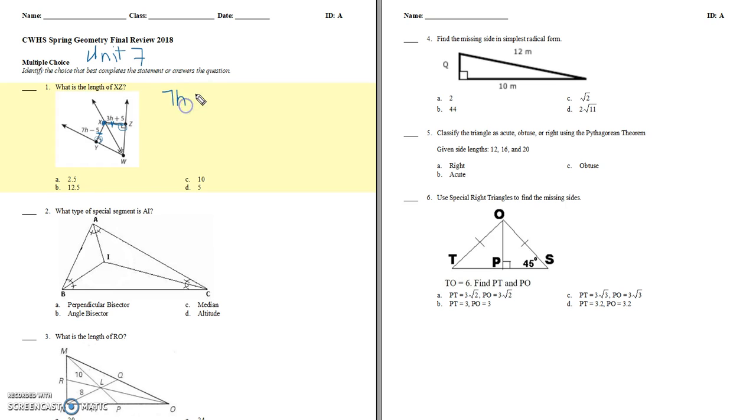That means 7h minus 5 is equal to 3h plus 5. So I'm going to solve for h. I need to subtract 3h from both sides. I get 4h minus 5 equals 5. Need to get the negative 5 over with 5, so I'm going to add 5 to both sides. 4h is equal to 10. Divide that by 4, and h is going to equal 2.5.